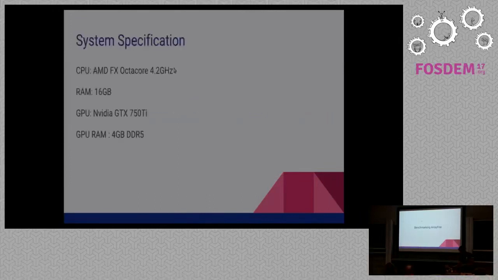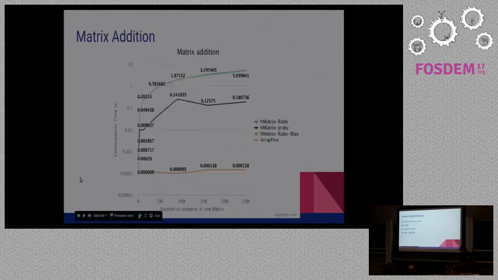Now we benchmark ArrayFire. The system specifications are as follows. We have the same octa-core processor with 60 GB of RAM, and the GPU was an NVIDIA GTX 750 Ti with 4 GB DDR5 RAM. In this, you can see that it is around 10⁵ times faster than NMatrix Ruby, and 10⁴ times faster than NMatrix JRuby.